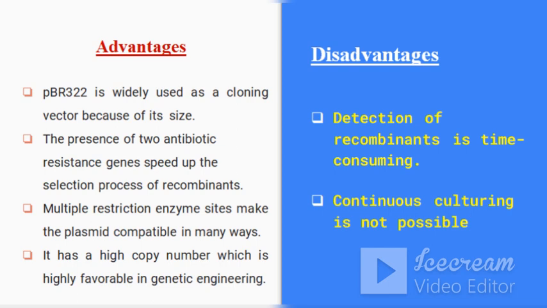Next, disadvantages. The main disadvantage of pBR322 is instability. The plasmid pBR322 is lost in continuous culture in the absence of selective pressure. This may create problems for the large-scale fermentation of recombinant bacteria for research or commercial purposes.